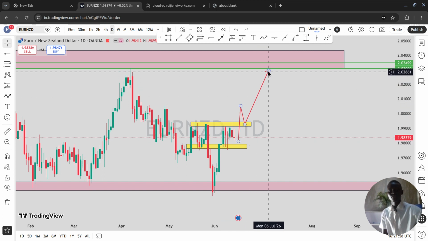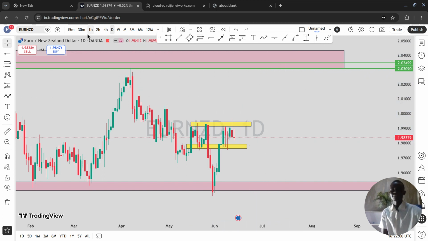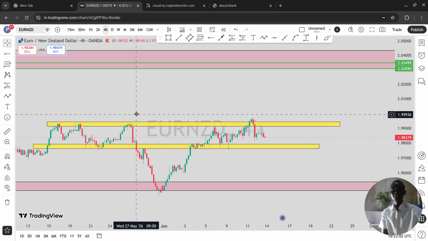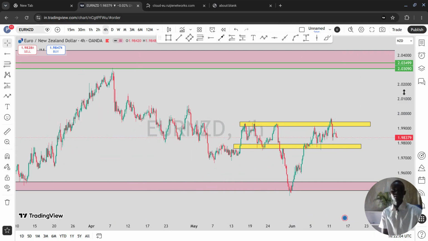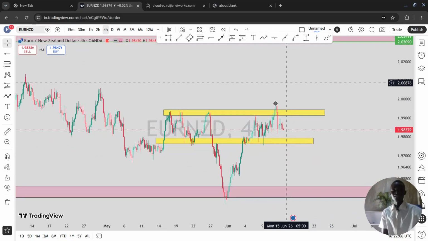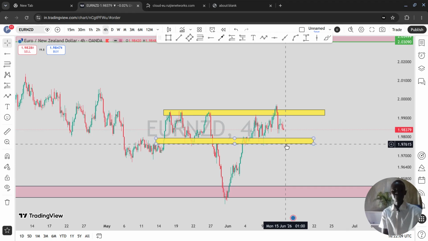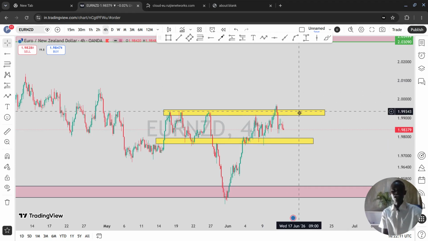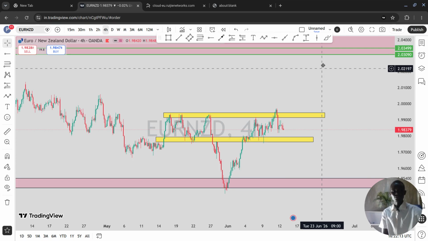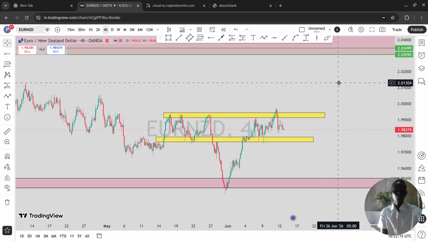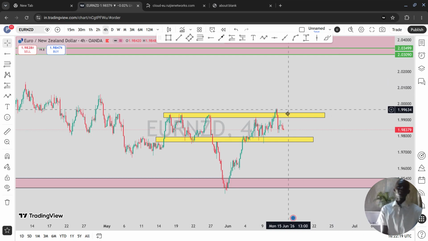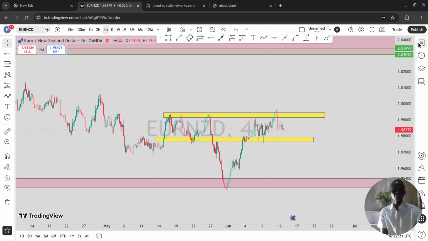This is just for the Euro NZ. This is what I'm seeing for the next coming few weeks. If Euro NZ doesn't flop, doesn't break here, and then it breaks above here, I'll trade it all the way to the overall prime target here at 2.0309. So this is for Euro NZ.